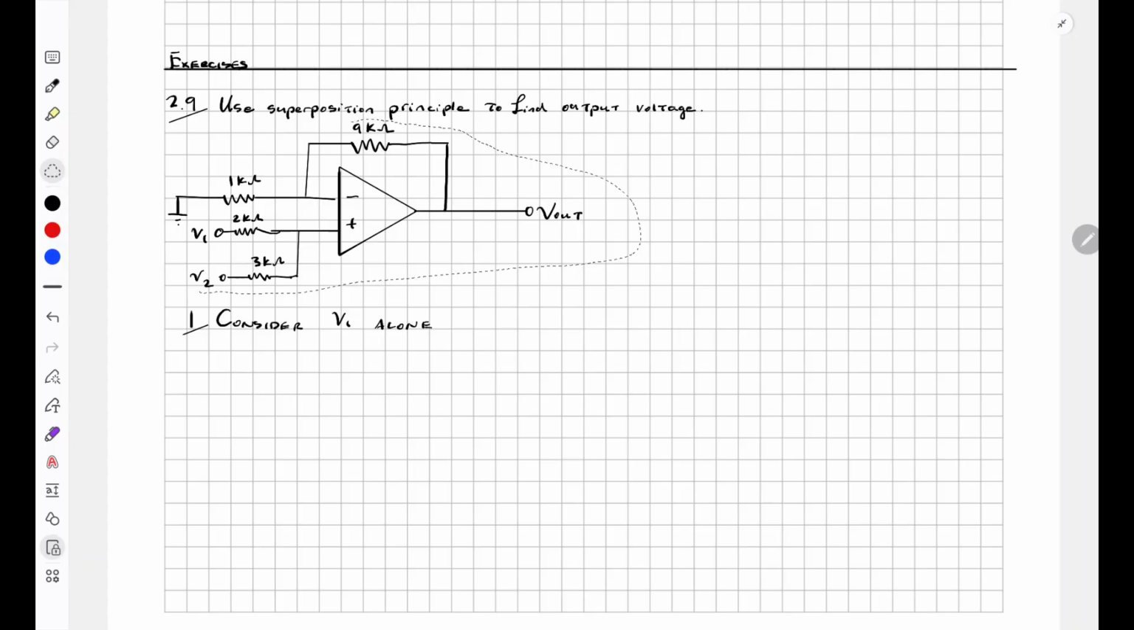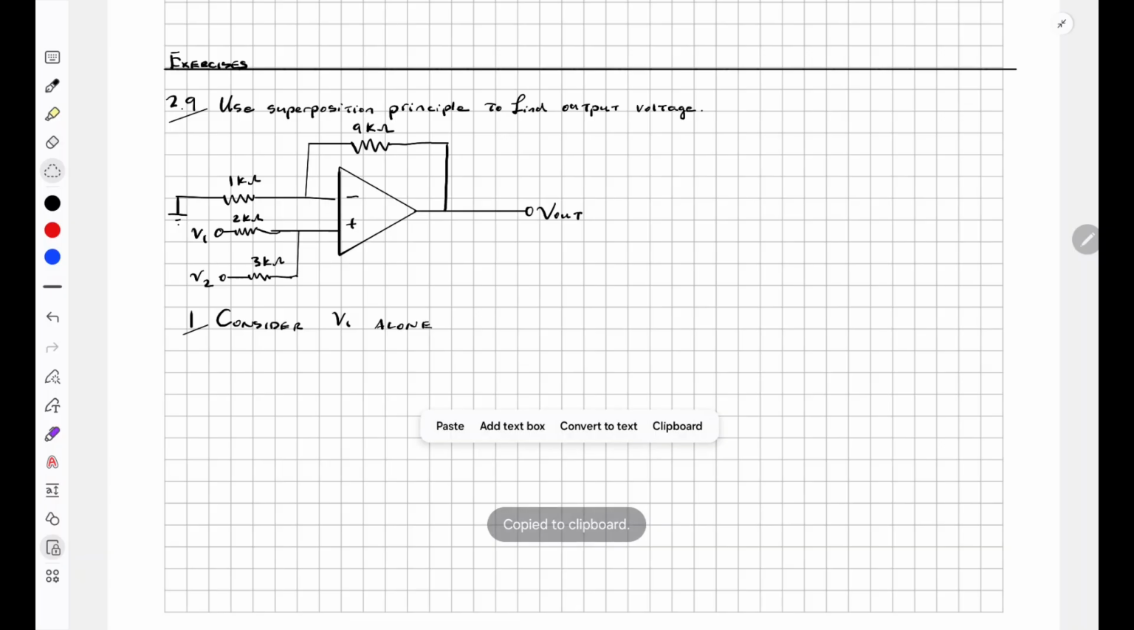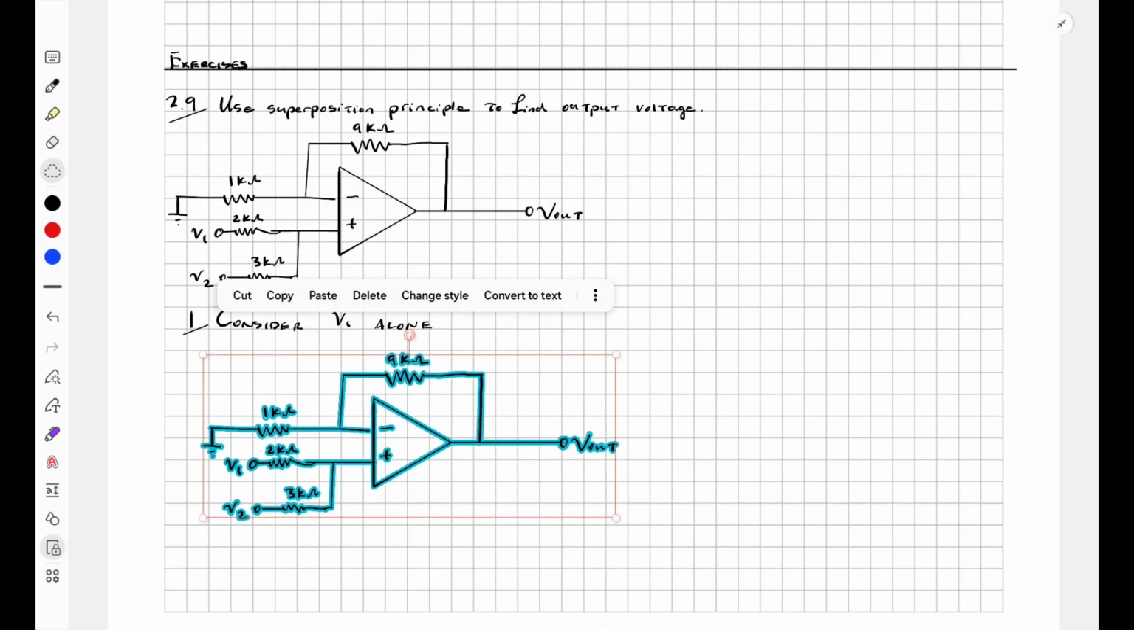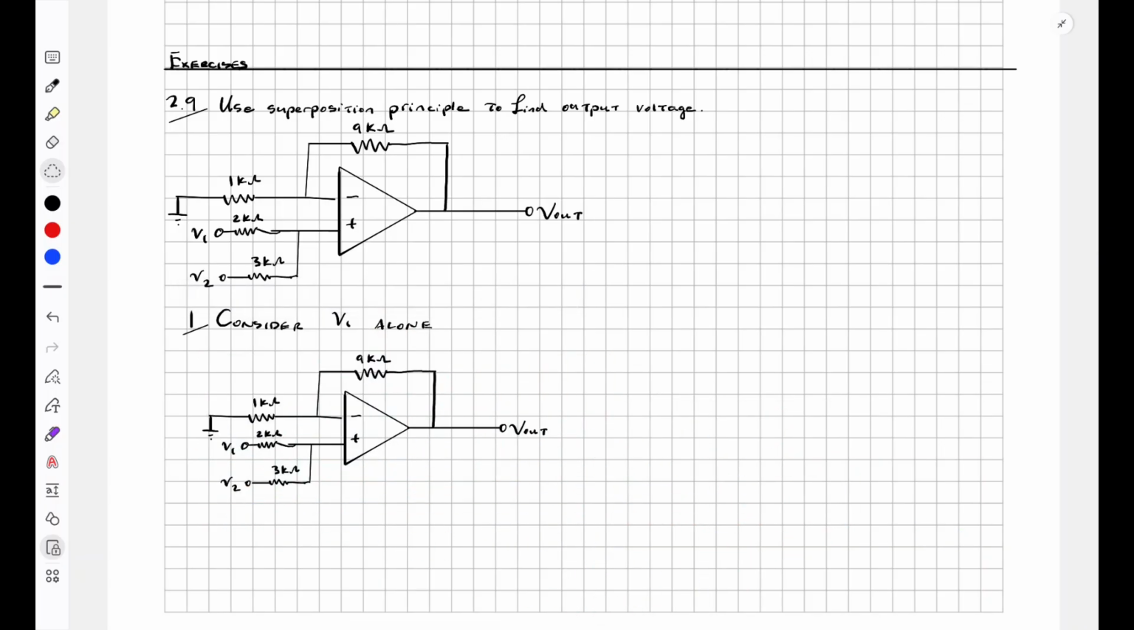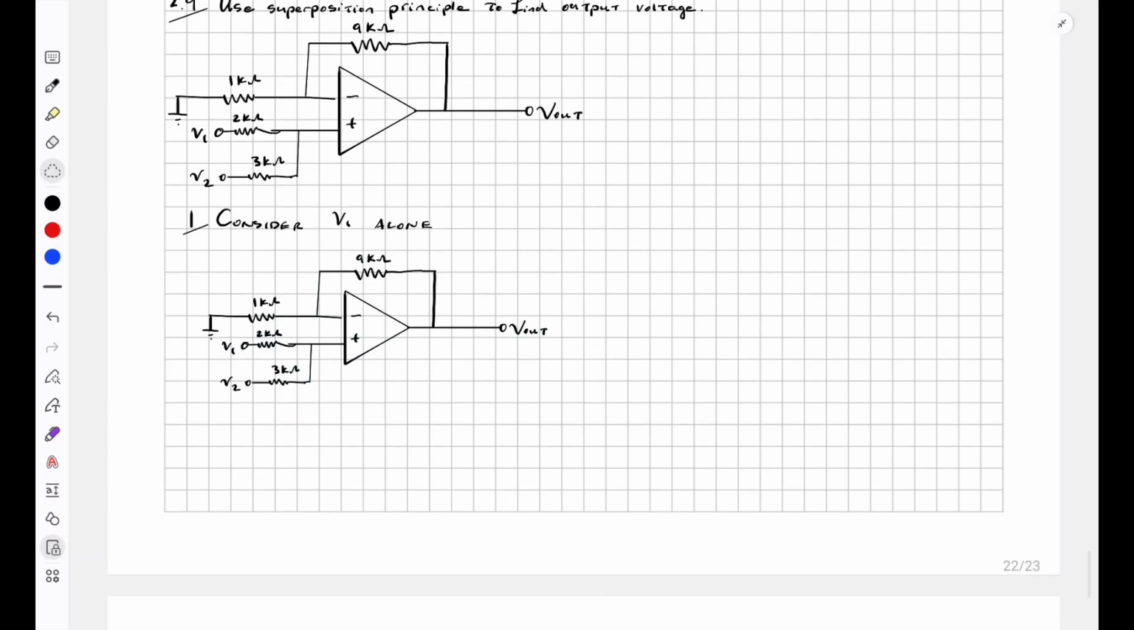Let me just copy the circuit, put it down here, and make it a little bit smaller so we have more space. The first step is to consider V1 alone. So we connect V2 to ground and we only apply V1. I'm going to make this vertical so it can be a better shape, so I'm just going to rotate this 3 kilo ohm resistor like this.